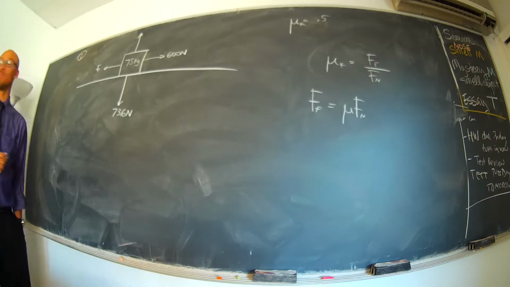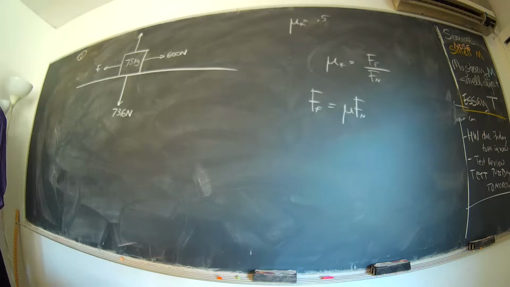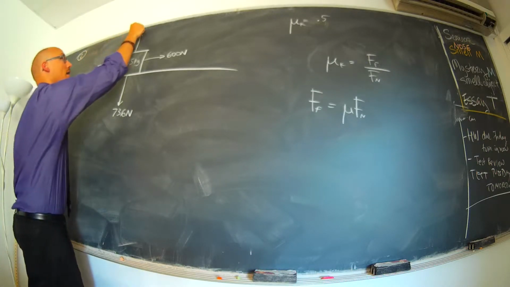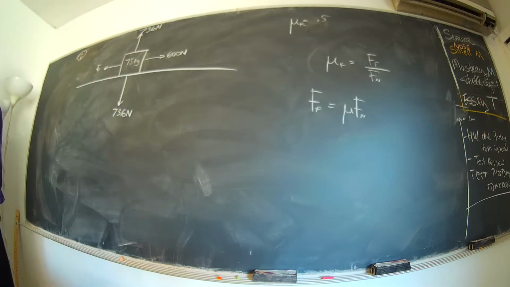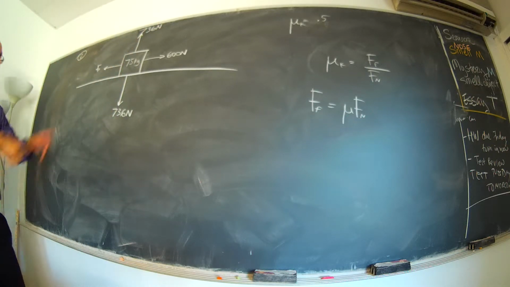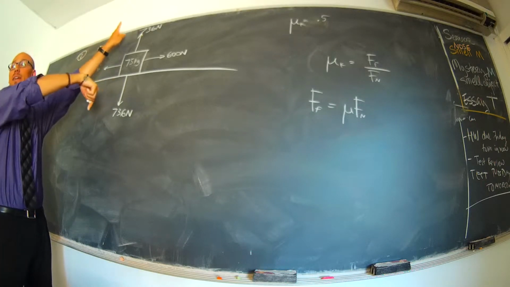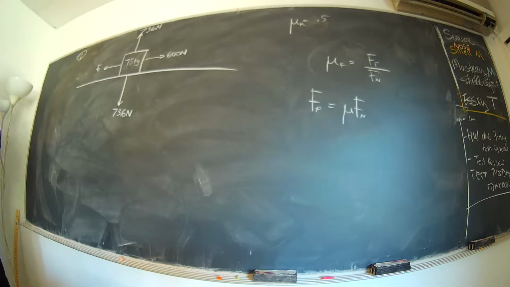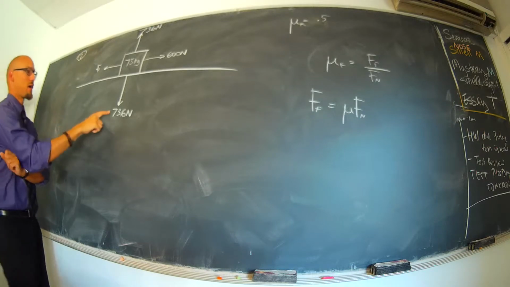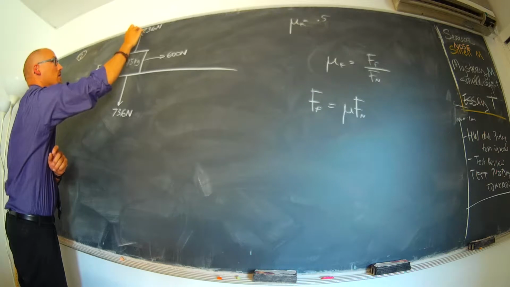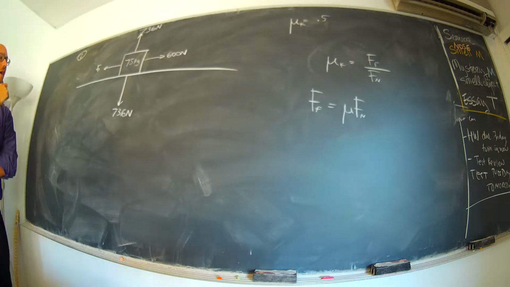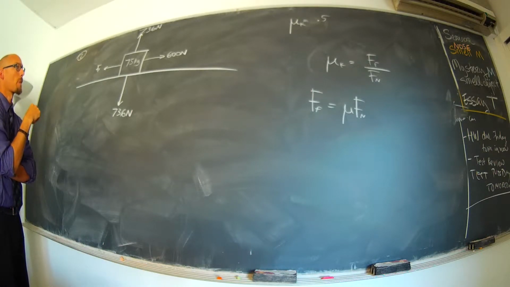And so what's the normal force? 736 newtons, because this thing is not accelerating vertically. It's not moving up or down, so it has to have equal and opposite forces that cancel out here. Again, we can make this positive and this negative, but I think you get the picture. So then we have the normal force. So now we go F of F, the force of friction, equals 0.5 times 736.